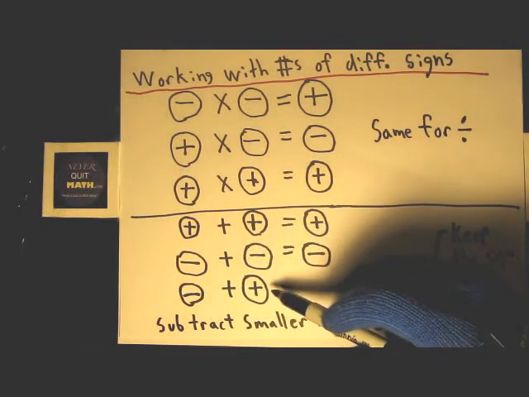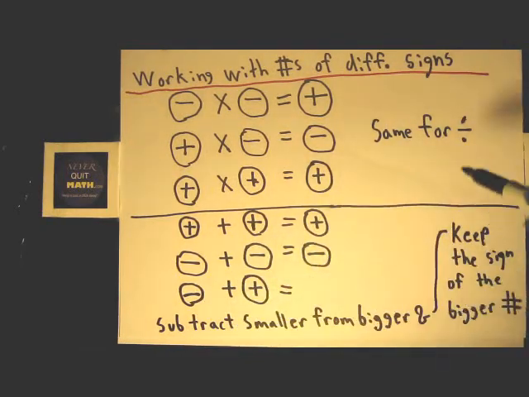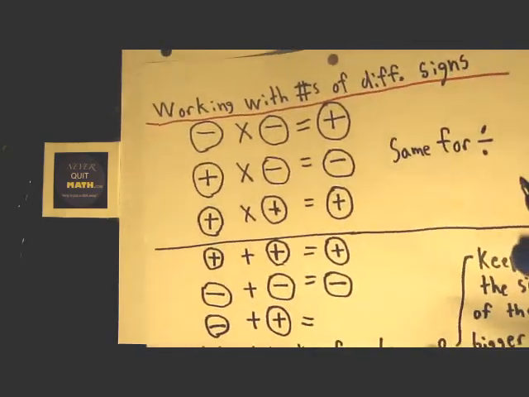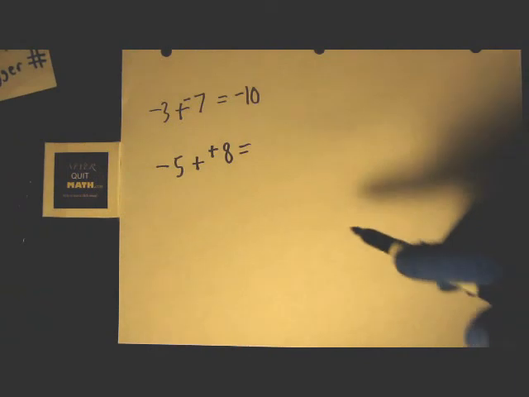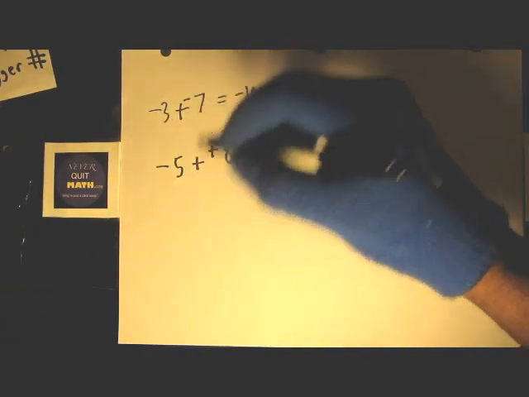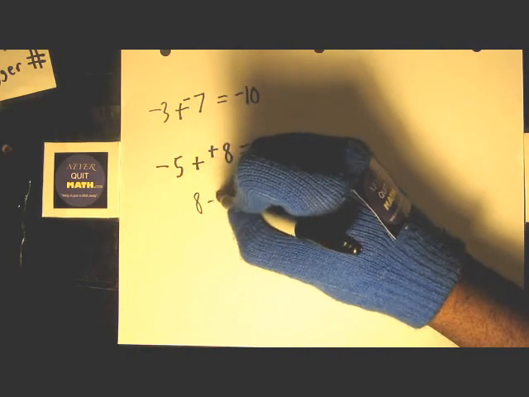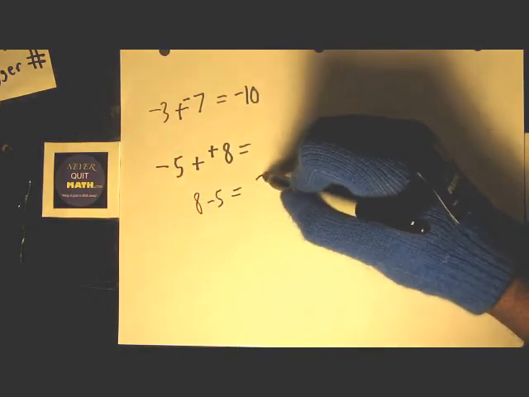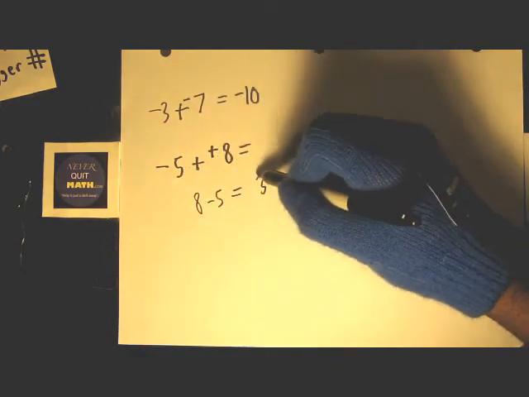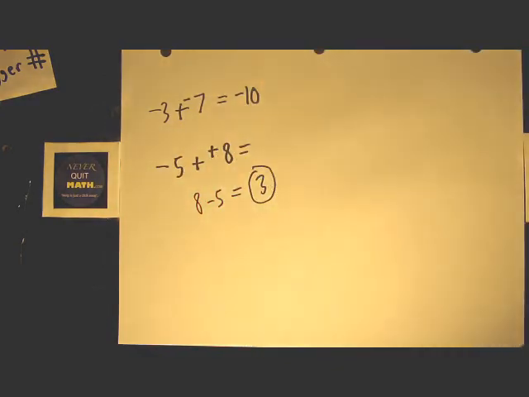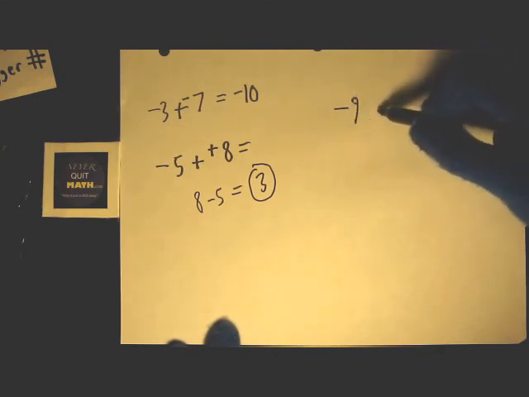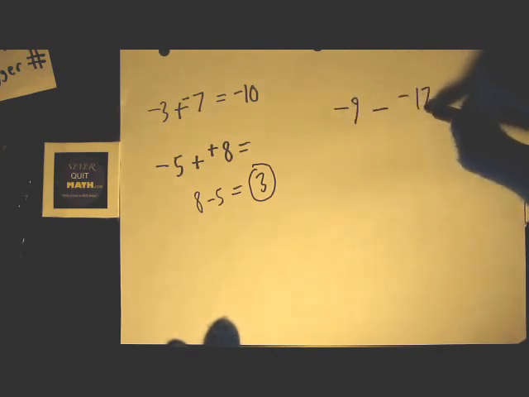Negative plus a positive: subtract smaller from bigger and keep the sign of the bigger number. Just like that. If we go back to our chart and we know the rules, there's no problem. Piece of cake. So -5 plus +8: 8 minus 5 is equal to 3. Then I keep the sign of the bigger number. The bigger number was positive, so this just remains +3. Got it? Next thing. Let's go -9 minus -12.